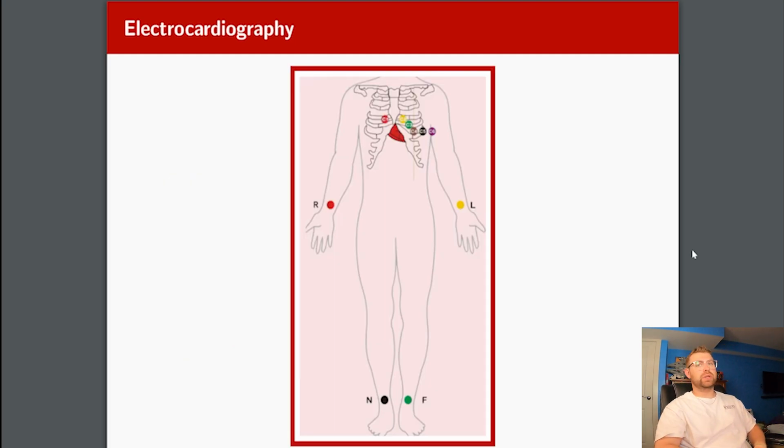So here's a quick example of where some of the leads might be placed. You can see there's 2 on the ankles, 1 on each arm, and then a bunch more central to the heart area. I don't even think this one has all 11 on it, but this is just a quick visualization of what it might look like and where these leads might be placed. But these are pretty standard.